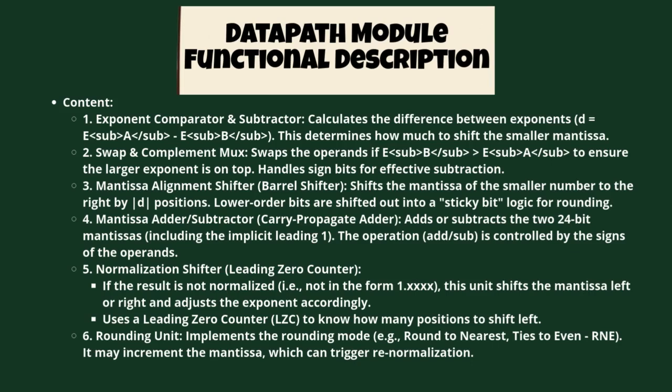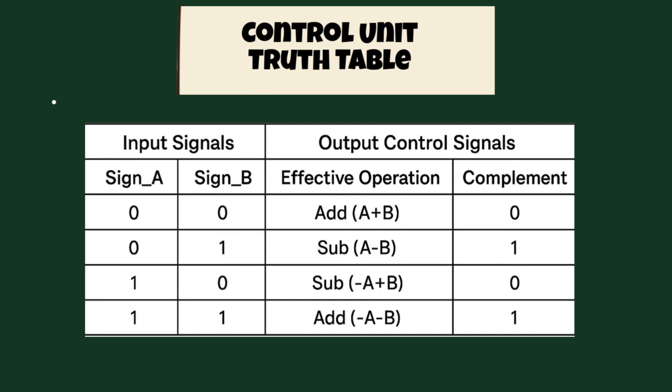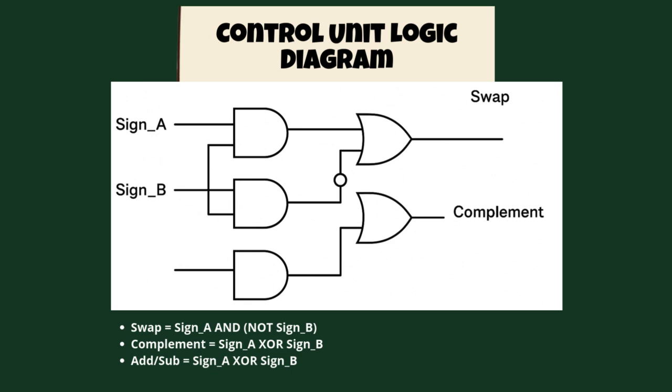The truth table outlines the behavior for all combinations of sign bits. The logic allows the circuit to handle A plus B, A minus B, minus A plus B, and minus A minus B correctly. Here we show the logic diagram. Swap is determined by sign A and not sign B. Complement is sign A XOR sign B. Add or sub is also determined by sign A XOR sign B. This simple logic results in correct behavior for different sign input combinations.